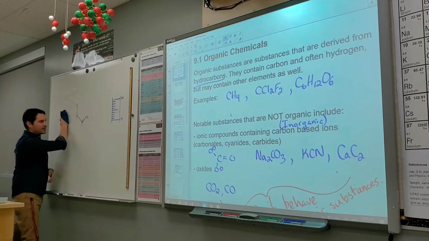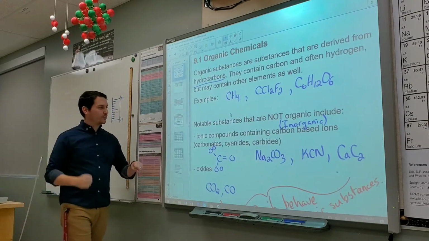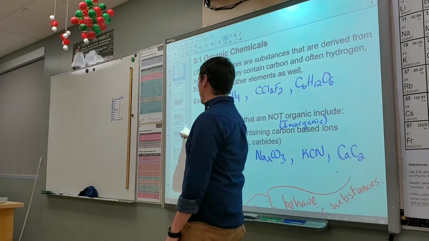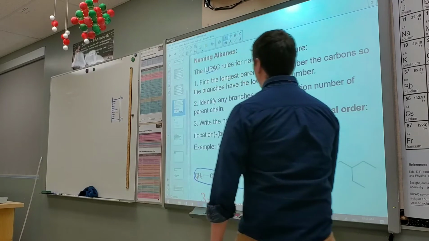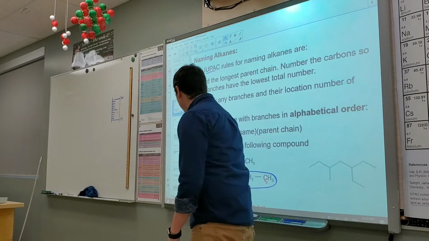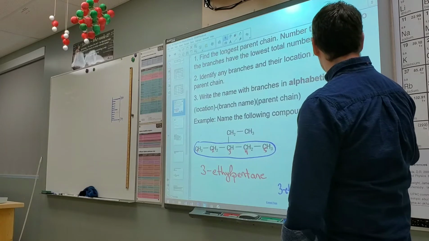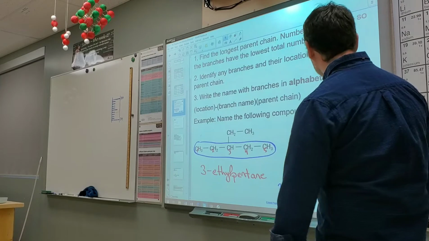Okay, so as long as we're okay with going back and forth between structural, line, and condensed diagrams, then we'll be okay. It will be all right. This is where we finished off yesterday. We started naming these compounds.